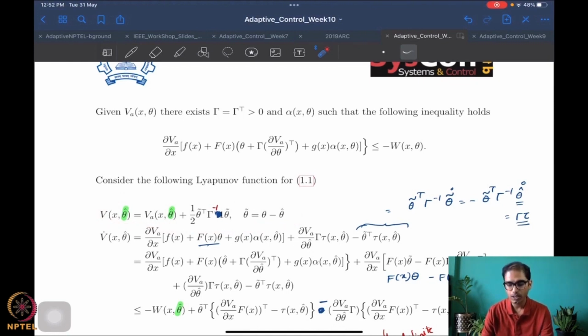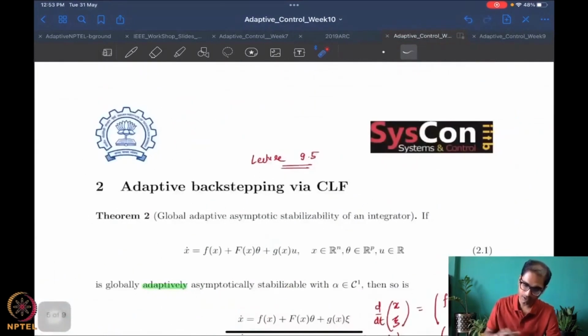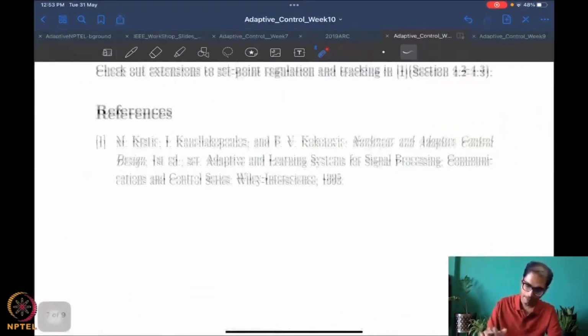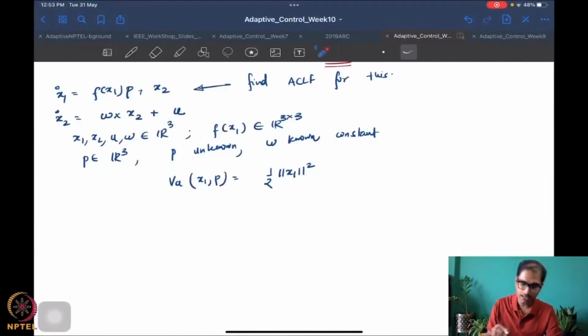So now the question that we have is if this V1 is in fact an ACLF or not. So let me just think about this a little bit carefully. All right. Yeah, I believe this is fine. So this V1 is an ACLF, this VA is an ACLF. Why do I say this?